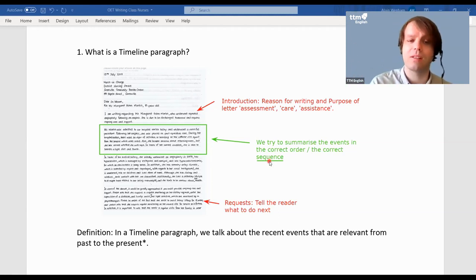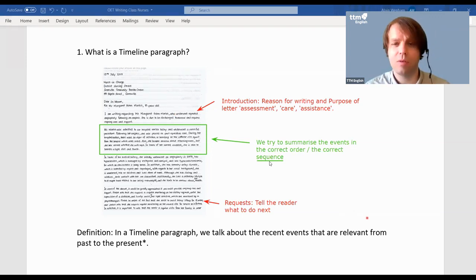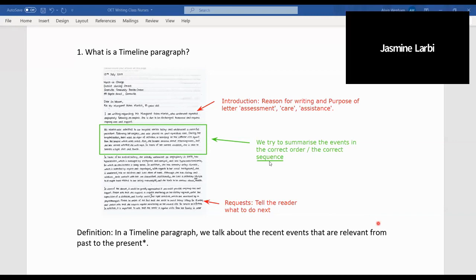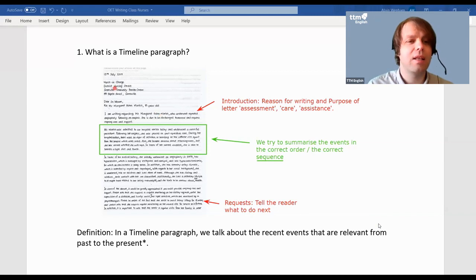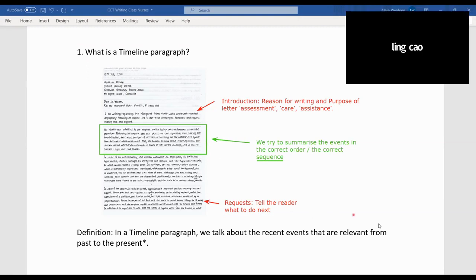1, 2, 3, 4, 5, 6, 7, 8, 9, 10, sequence of events. So in a timeline paragraph, what we're really trying to do is get the sequence of events clear. Now, how do I do that? Let me ask this to Ling. Could you put your microphone on, Ling? Yes, Alan. How do I make it clear that the sequence of events, the order, what can I do?